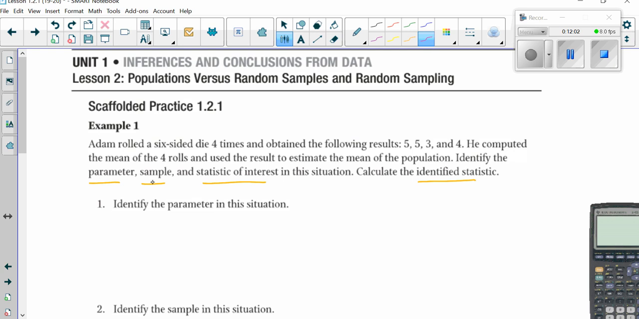Notice we have a parameter and we have a sample. Nowhere in here does it say population, which is odd, but we will talk about that. The parameter is the statistic of interest. The first question says identify the parameter in this situation, and again, the parameter is that statistic of interest. It's calculating whatever the question is asking for. In this case, he computed the mean of the four rolls and used it to estimate the mean of the population. So it's talking about the mean of those rolls. So the parameter is the mean of the four rolls. That's what Adam is trying to answer.